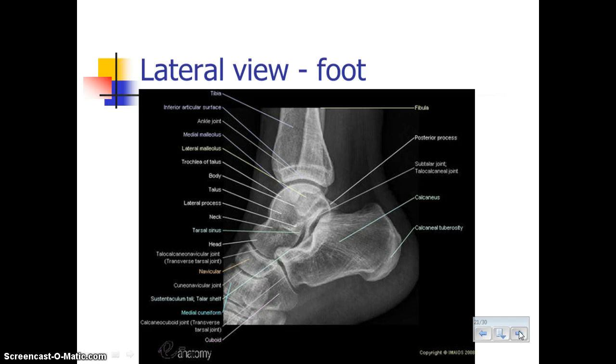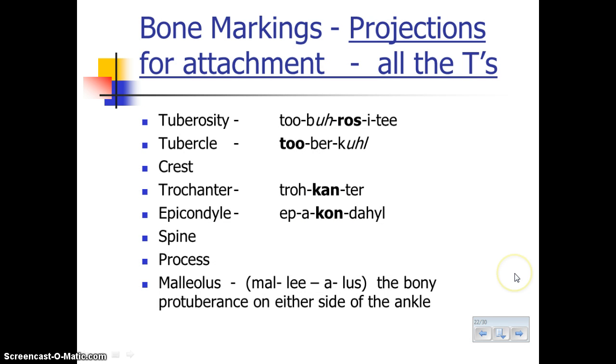So again, an x-ray of your foot from the lateral side, you can see the tibia on the top, and then the talus over here, the calcaneus back here. These would then be the metatarsals, and again, those can be broken just as easily as some of the other foot bones.